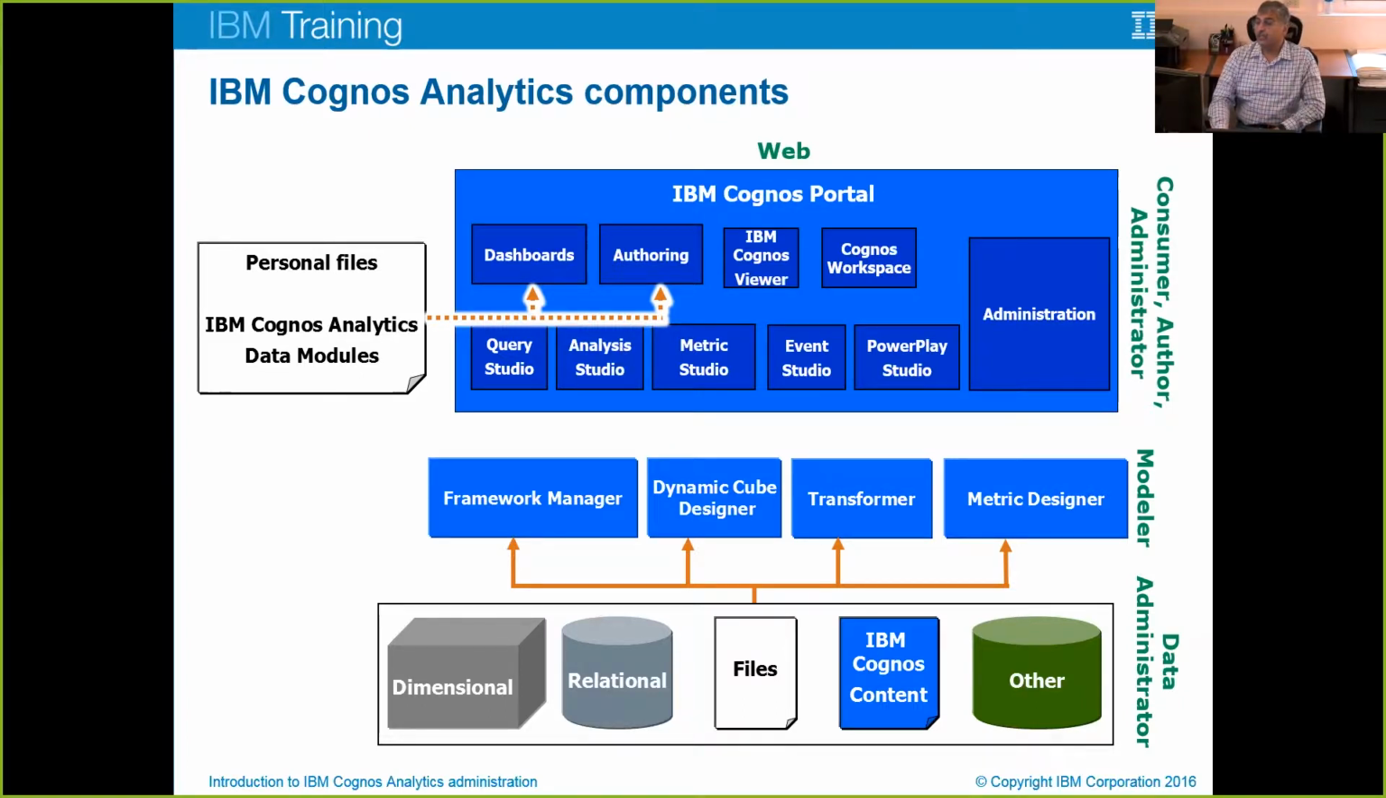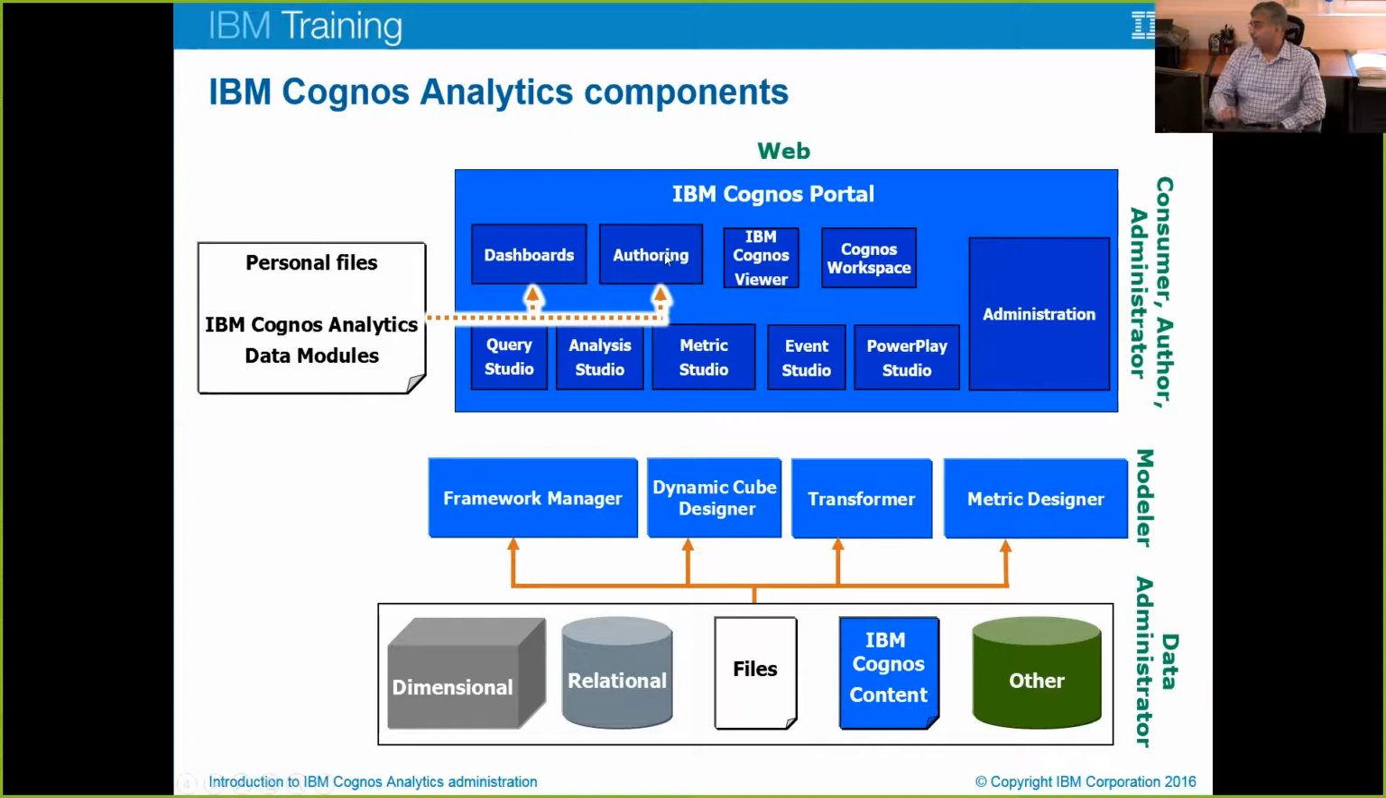Administration console, as you see under the web part of the environment. So there is consumer, author, and administrator. All three interact with the environment using the web. It is a zero footprint installation. So for doing any work on the web, you do not need anything installed on your own machine. Through the web, you will be able to do administration, which is the bigger square box on the right side. Consumers would be using and running reports, looking at the output through IBM Cognos Viewer. They can use Cognos Workspace to create dashboards for themselves, or they can create dashboards using personal files.